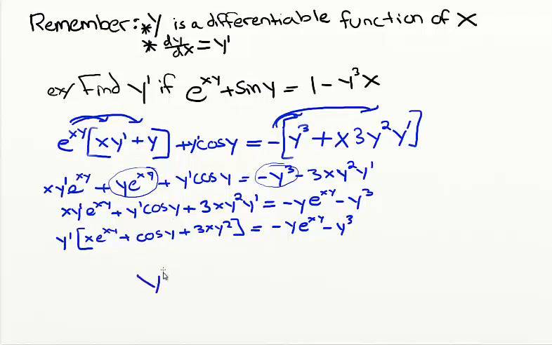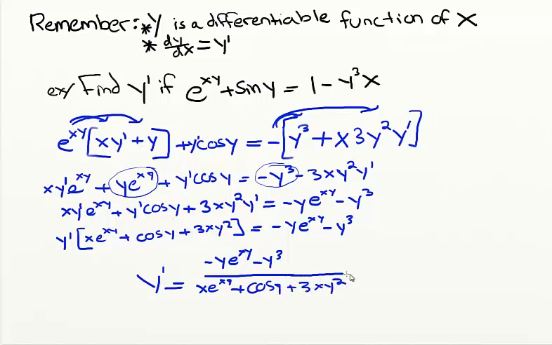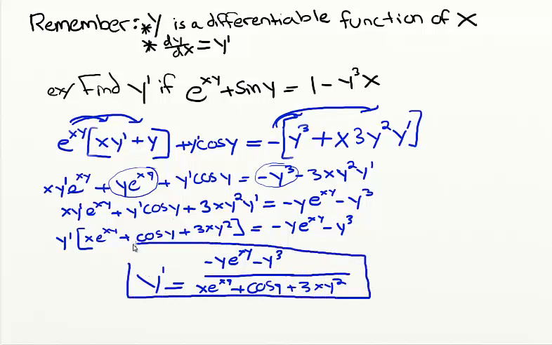Alright, so now we get y prime is equal to our right side minus y e to the xy minus y cubed, all over the stuff we had on the left. So x e to the xy, then plus a cosine of y plus 3xy squared. Extend that bar over, and that's it. If we wanted to, in this numerator, we could factor out a y, but it looks fine like that. No need to make it any more complicated, and that is our answer.